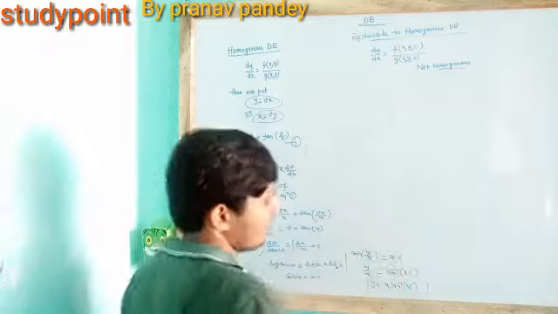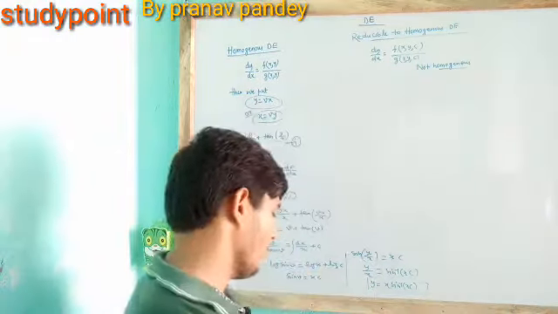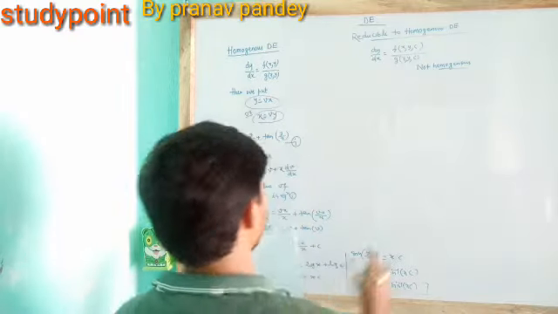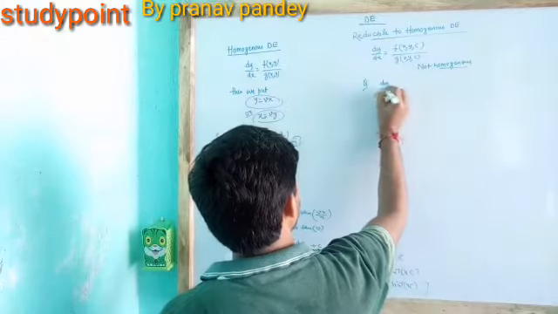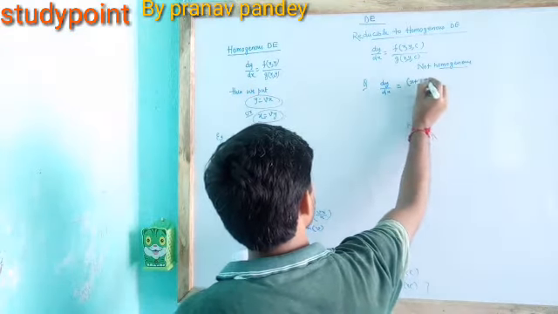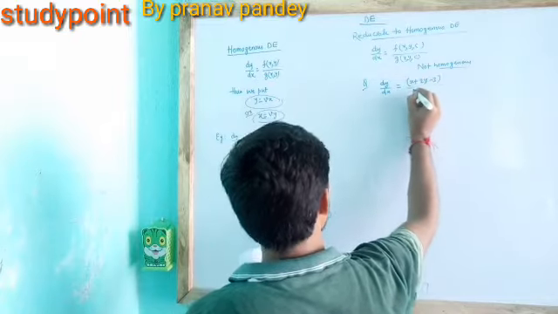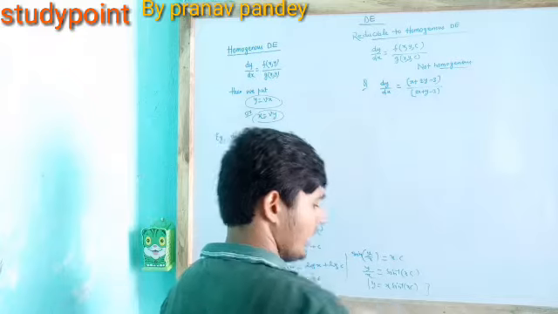What we will do, let us know with one problem. I am writing one problem in front of you. The question is dy by dx is equal to (x plus 2y minus 3) by (2x plus y minus 3). This is the question.